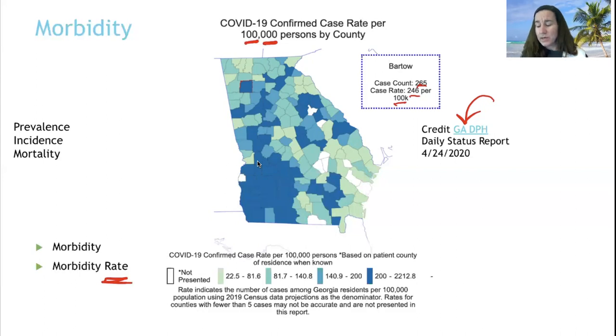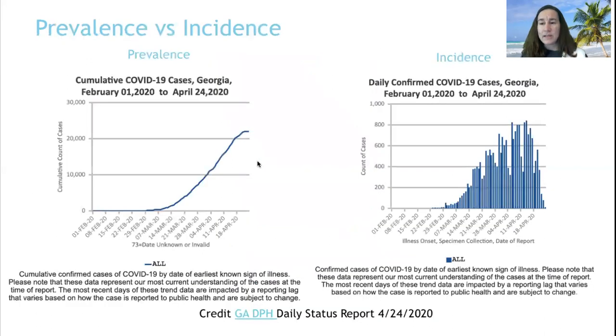So this is morbidity, how many people are sick. Morbidity rate, how many people are sick per some standard number. Prevalence and incidence. Prevalence: how many cases are there currently? How many cases are going on? So this is our prevalence as of today, April 24th. This is the prevalence of COVID first coming into the States, and the line starts around here, and then it's cumulative, so it just keeps going and going.